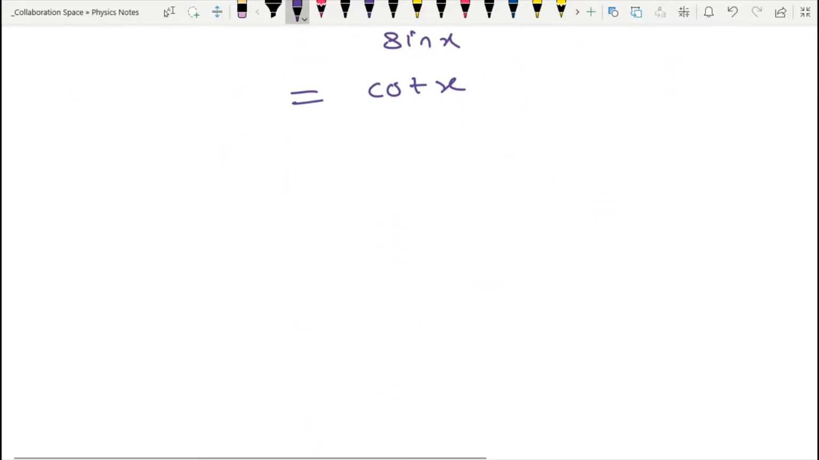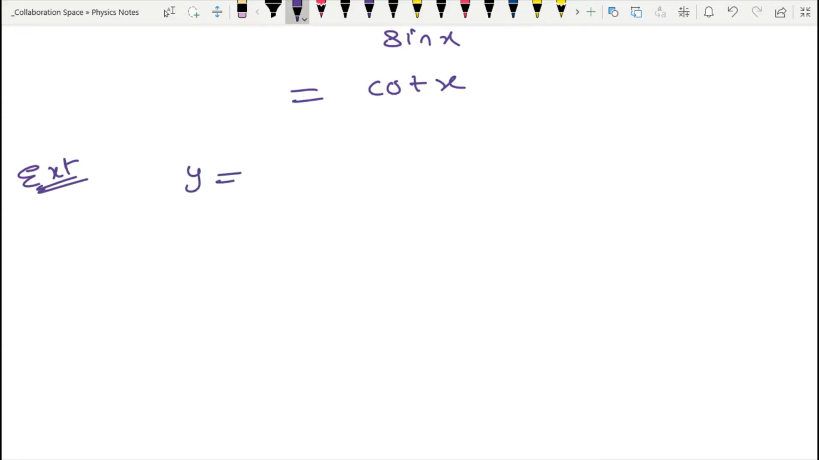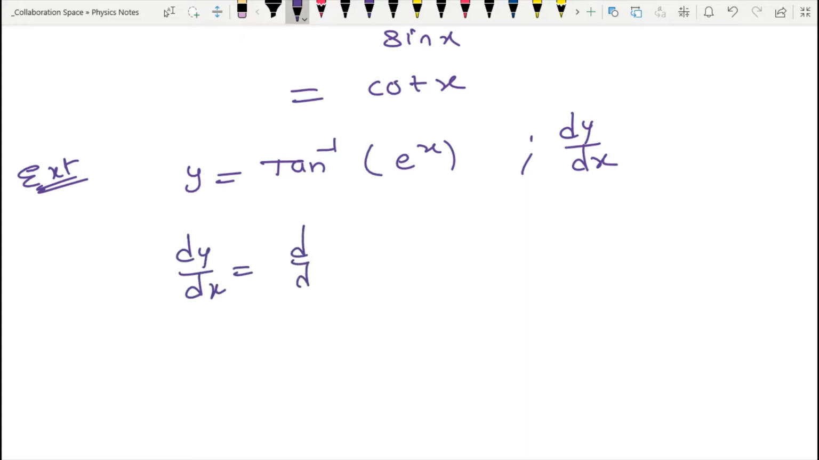Yes, sir. Let us see another example. Suppose y = tan⁻¹(e^x). What is the dy/dx? So if you want to find this, you have to apply differentiation both sides. d/dx of tan⁻¹(e^x).